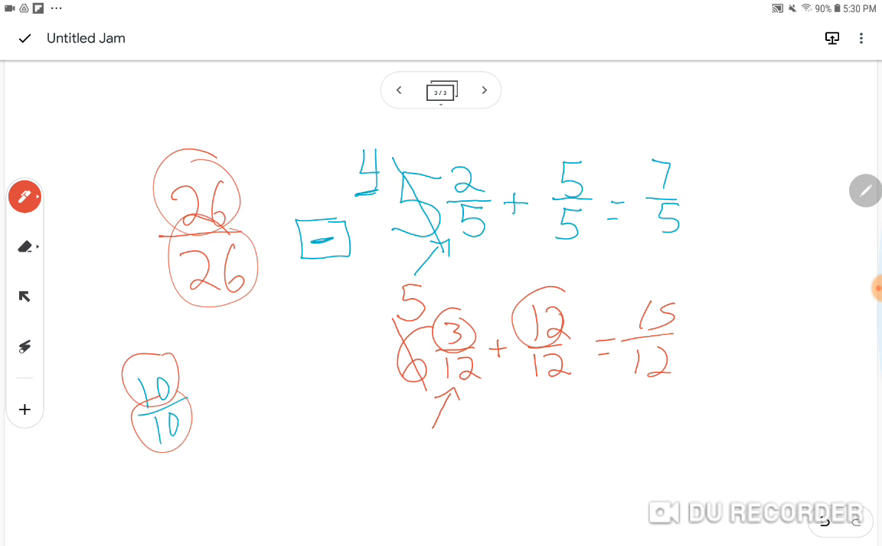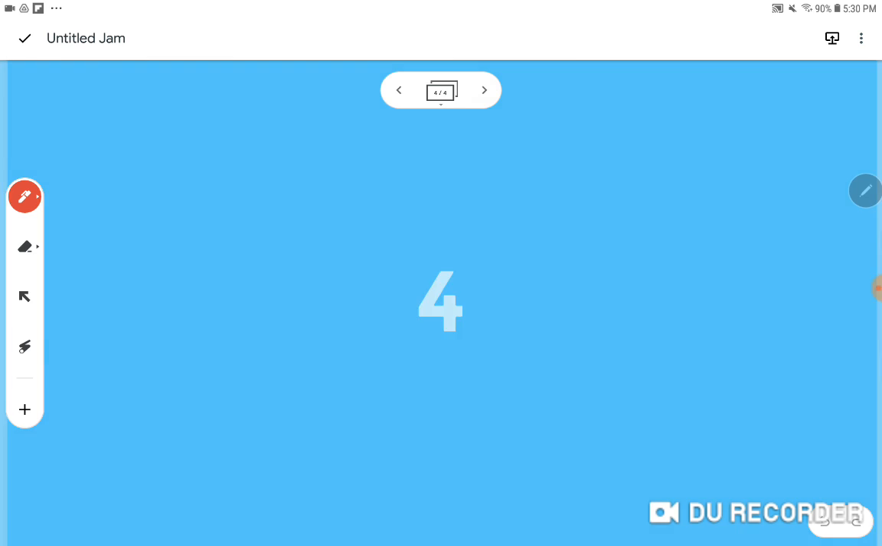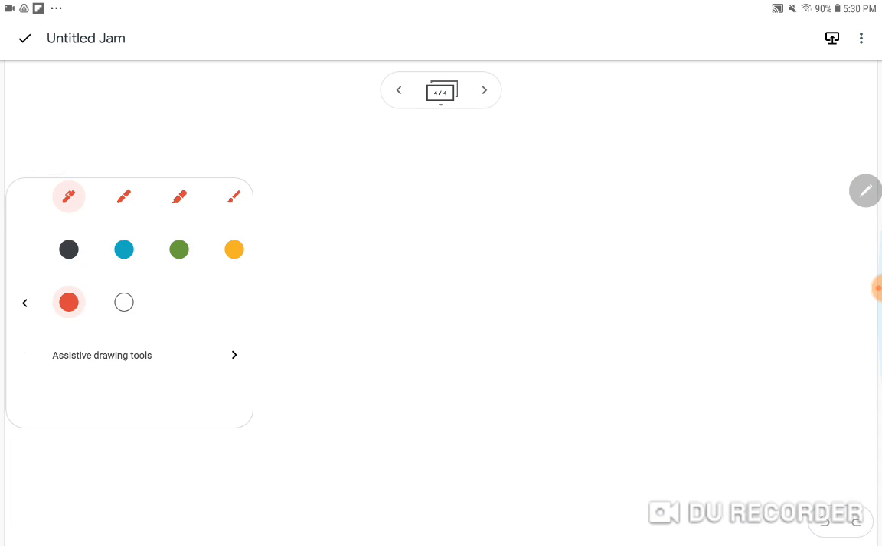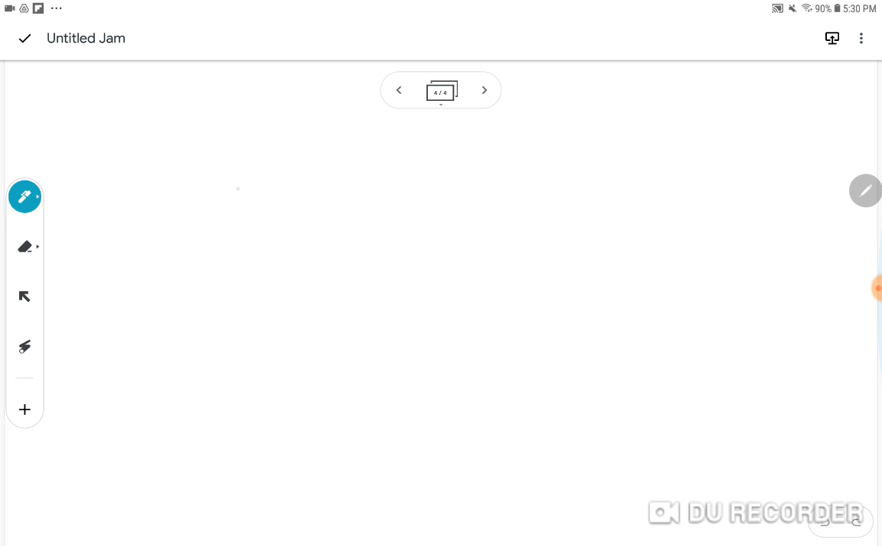Okay, last one. This one I'm not going to actually tell you the answer to. I want someone to raise their hand and see if anybody in class can figure it out, okay? Let's say I had 6 and 4/7 and I needed to borrow. What would you do? Go ahead and figure that one out in class.